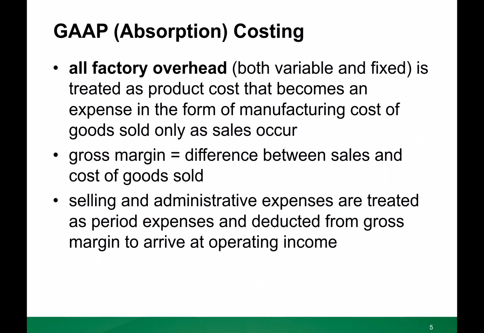So under what we call absorption costing or generally accepted accounting principles or external financial statement costing, you put all your factory overheads. Yes, also your direct materials and direct labor, but the only difference here is overhead. Both your variable and fixed components treated as a product cost, go to inventory, and then when you sell the product, it will go to cost of goods sold. Selling and admin expenses, yes, treated as period costs because they are not product costs.